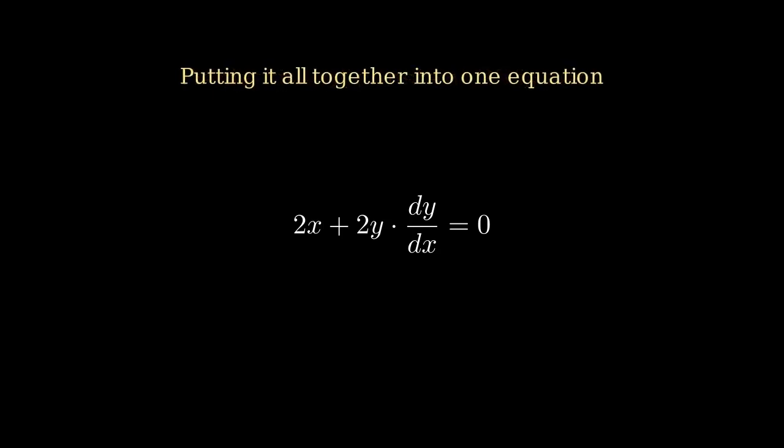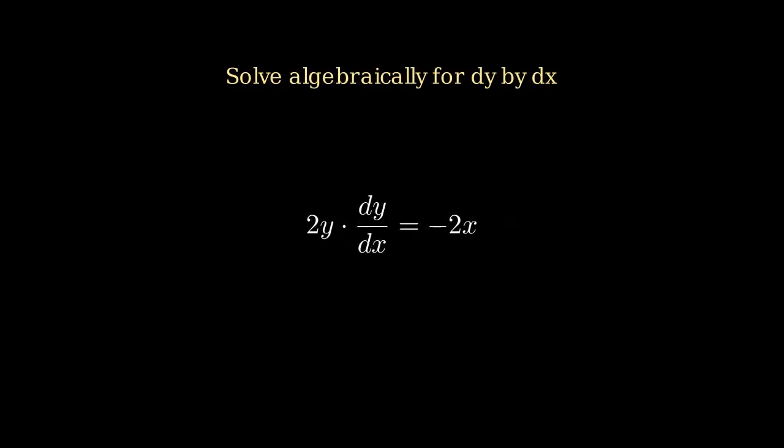Putting it all together, we assemble the differentiated equation 2x plus 2y times dy by dx equals 0. Now we solve algebraically for dy by dx. Subtract 2x from both sides to get 2y times dy by dx equals negative 2x, then divide both sides by 2y. The 2's cancel and we're left with our final answer, dy by dx equals negative x divided by y.